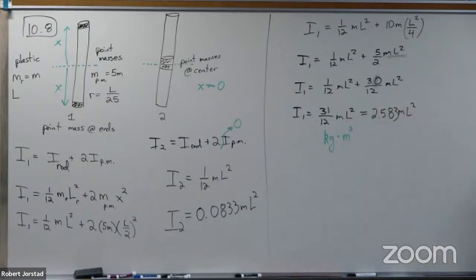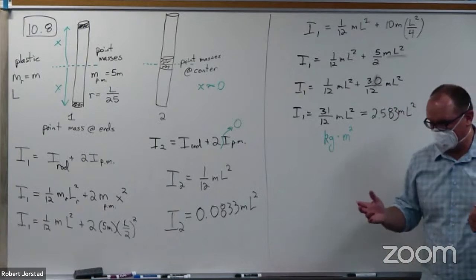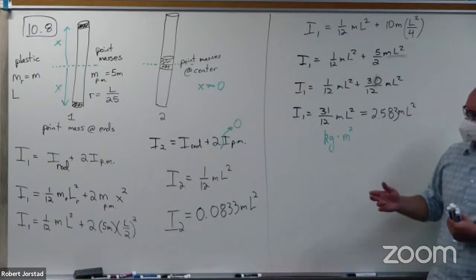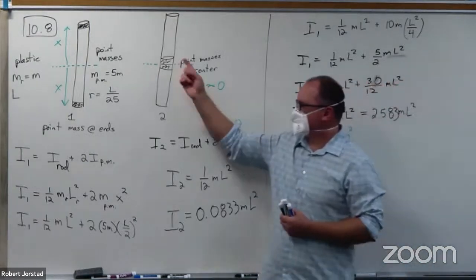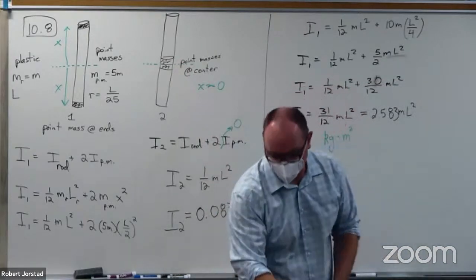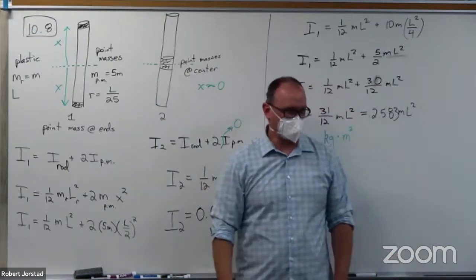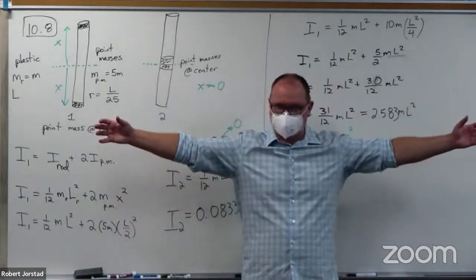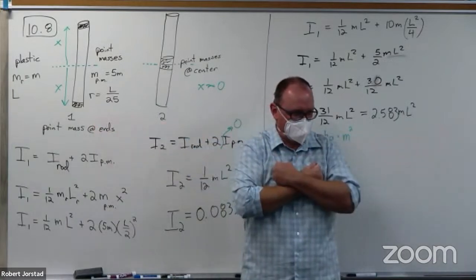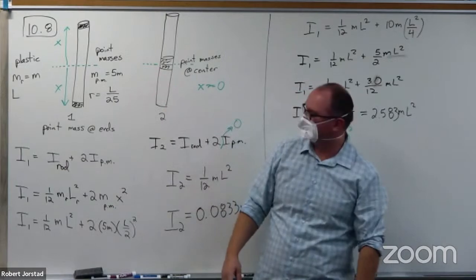Do you agree the moment of inertia of 1 is huge compared to the moment of inertia of 2? They have the same mass, but it's so much easier to rotate this object when the mass is in the middle. Now, I know we haven't talked about angular momentum yet. We will. That's chapter 11. You probably know about the figure skater, arms out versus arms in, right? This is kind of a model for that.